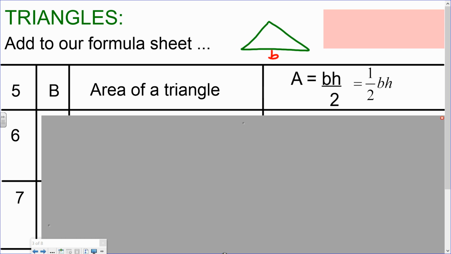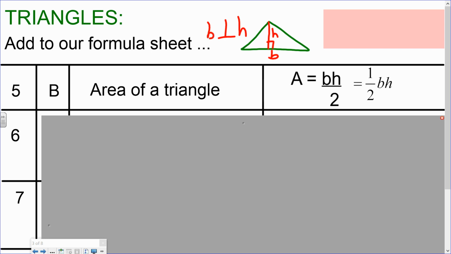Specifically, the height needs to be at a 90-degree angle to the base. They must be perpendicular. They must form 90 degrees. And that side where I first wrote the H was slanted. It did not make a 90-degree angle.